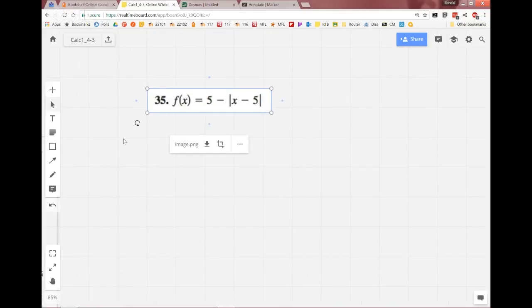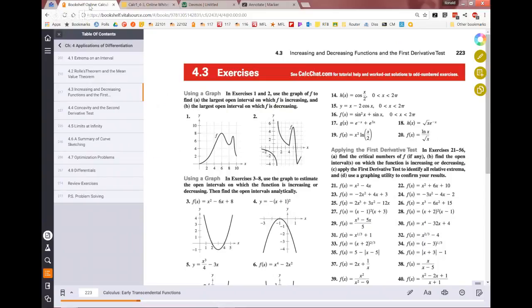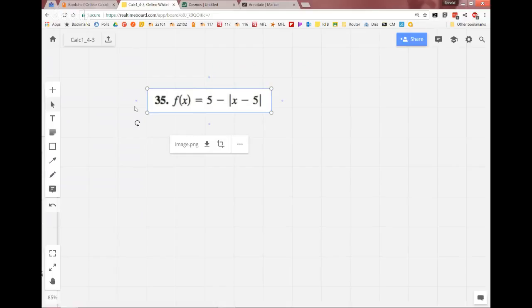So now I got to look, what are the directions above that? The directions say in 24, find the critical numbers, if any, find the open intervals on which it's increasing, decreasing. Okay, and then check it out on your graph. All right. So, let me come back here.